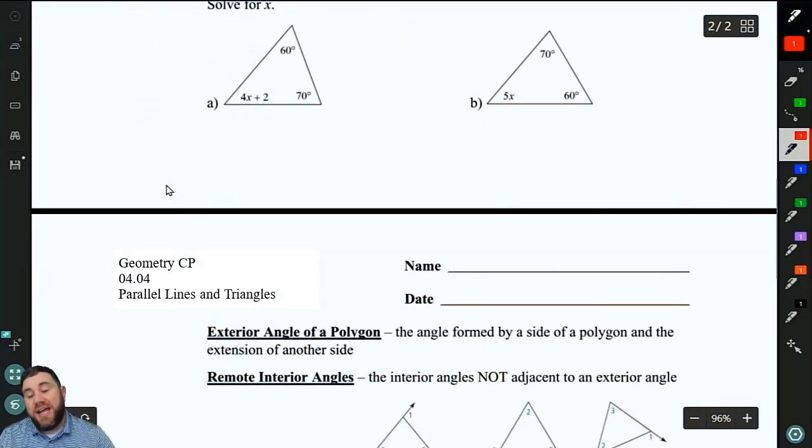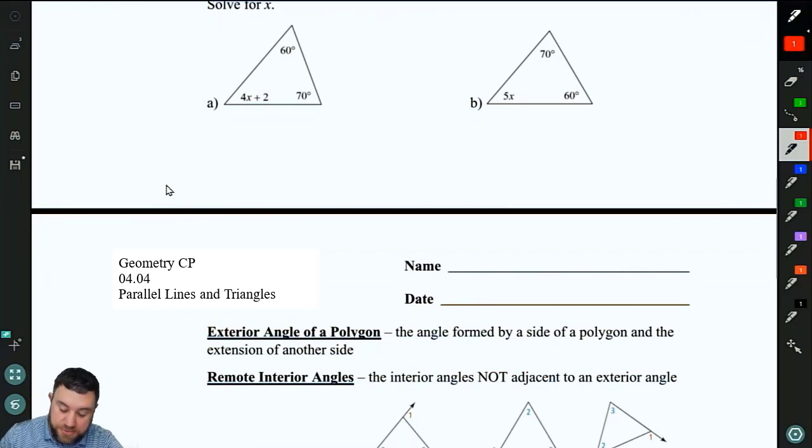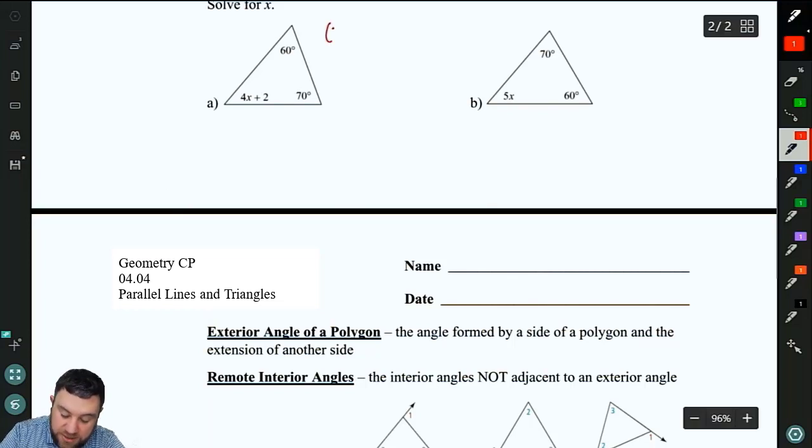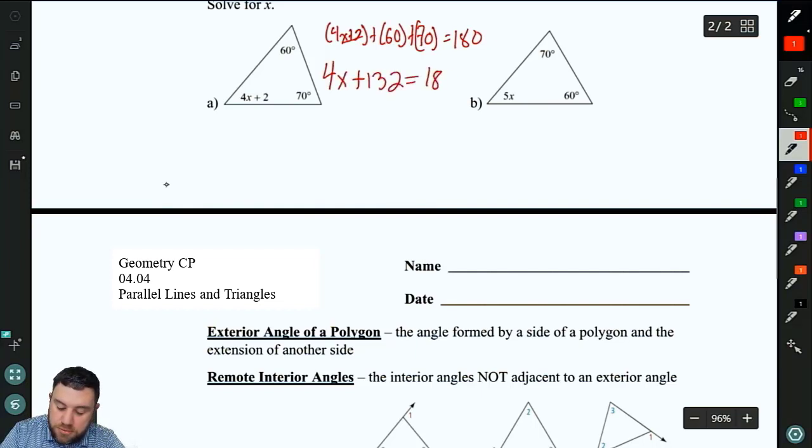Now, even if we hadn't proven that, you would be able to solve these next problems anyway. Add our three angles up to get 180, just like we did earlier. 4x plus 2 plus 60 plus 70 equals 180. So that gives us 4x plus 132, combining like terms. 4x equals 48, so x is 12.